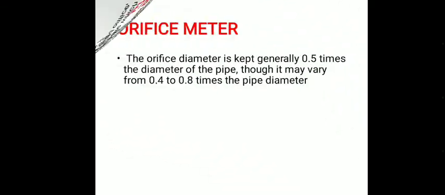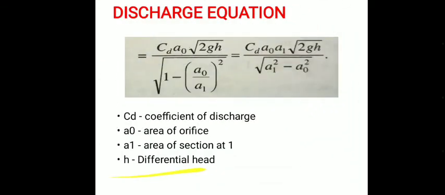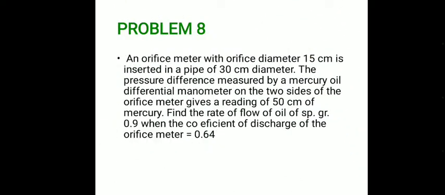And finally, H is the differential head. Both these equations are the same. Please learn any of these equations by heart. Discharge is equal to CD into AO A1 into root 2GH divided by root of A1 square minus AO square. Okay, moving to a problem.